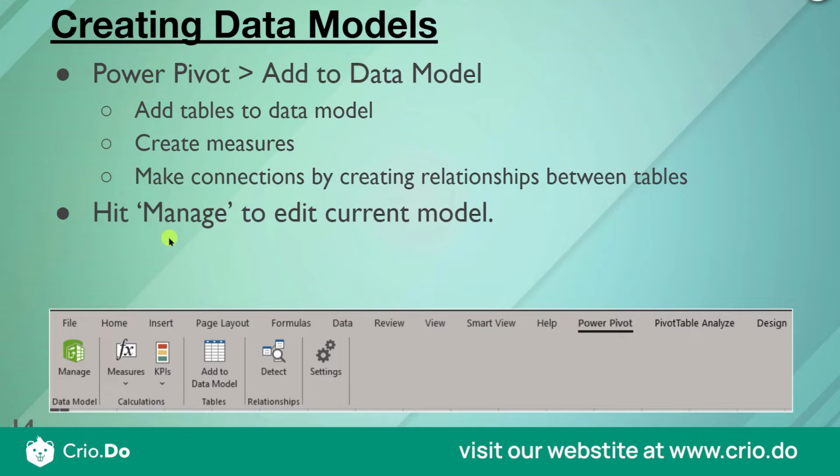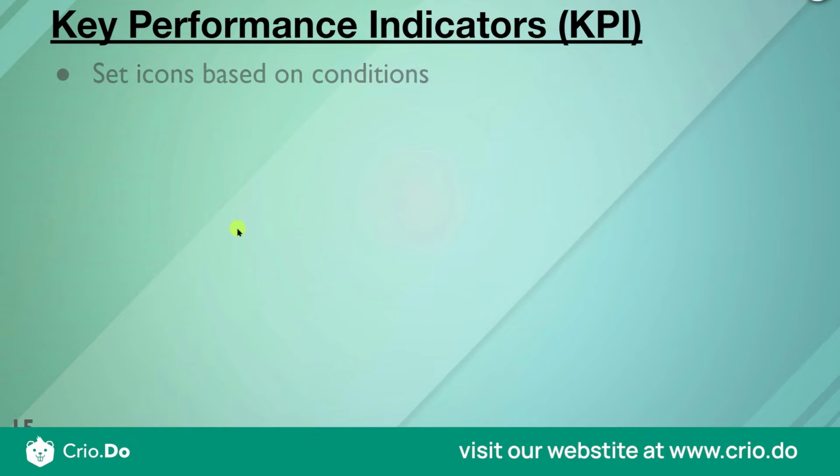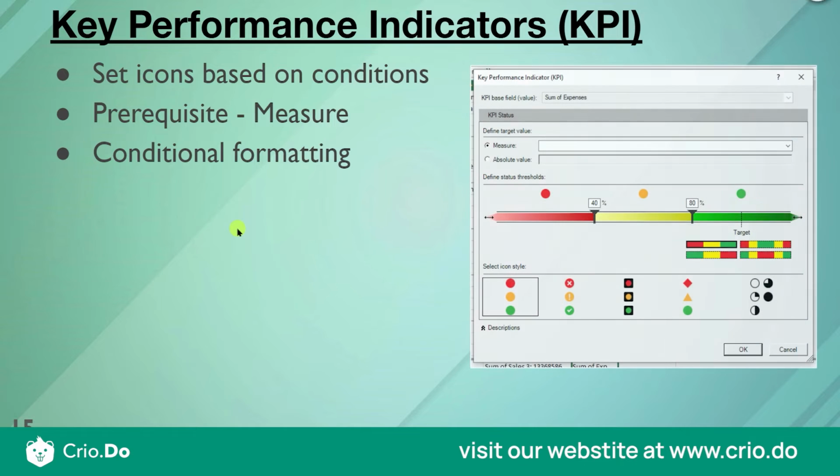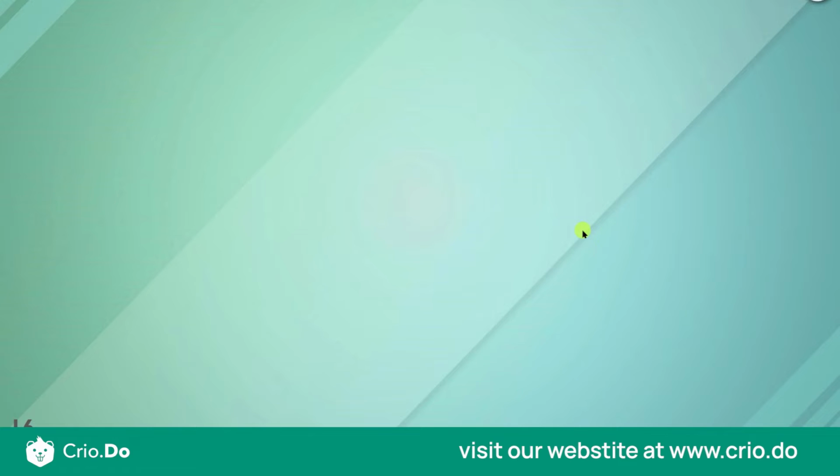So what we have next? We learned how we can edit the current model. We can click on manage and then click on the editing part. Then we have a very interesting factor, that is key performance indicator. So what is a key performance indicator? Let's learn about that. These are the set icons based on condition. The prerequisite is that you should already have the measure, and you can provide the conditional formatting so you can have KPIs like this. This is a very interesting one.